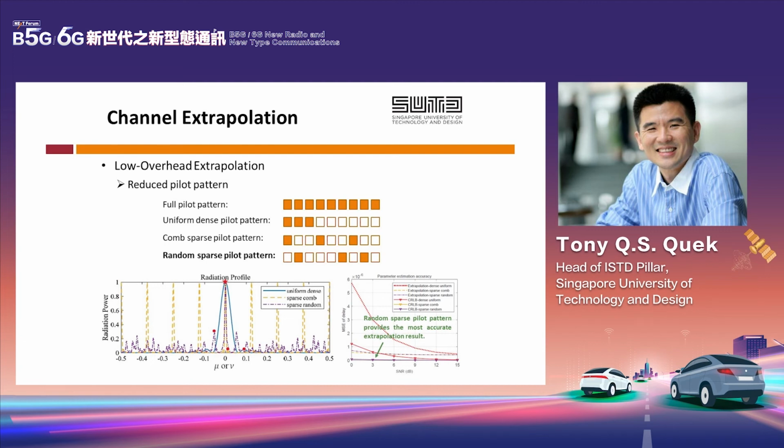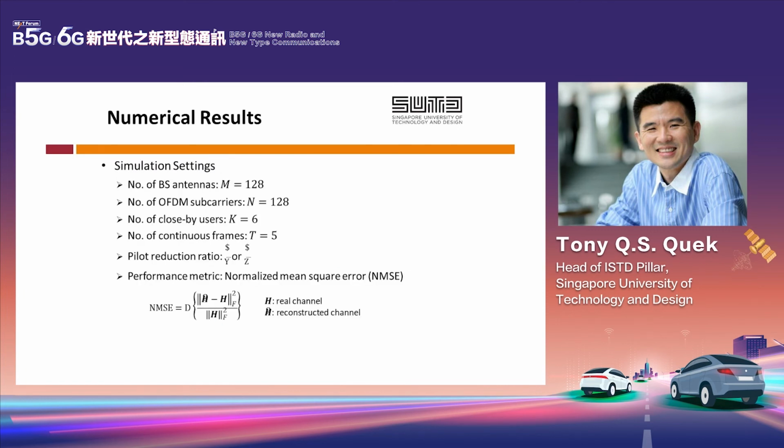So we look at whether it's a uniform dense pilot pattern, comb sparse pattern, or randomized sparse pattern. And we find that the randomized sparse pilot pattern provides the most accurate extrapolation, and the reason is that, from the reference channel, the user can be anywhere, right? So you look at some numerical results.